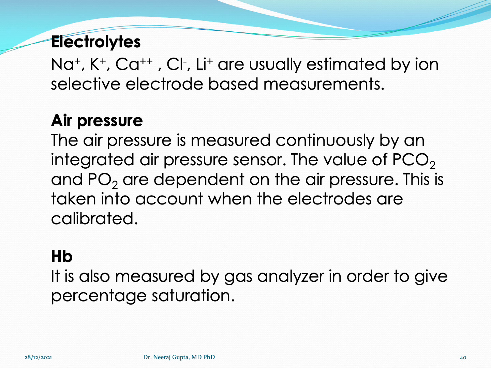Air pressure. The air pressure is measured continuously by an integrated air pressure sensor. The values of PCO2 and PO2 are dependent on the air pressure. Now this is taken into account when the electrodes are calibrated. Hemoglobin. Hemoglobin is also measured by the gas analyzer in order to give percentage saturation.